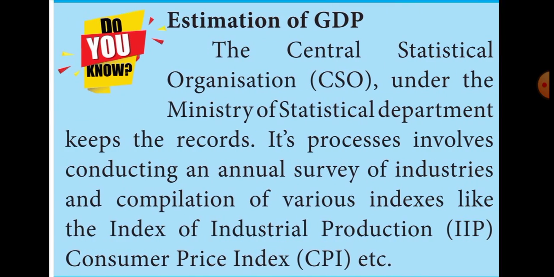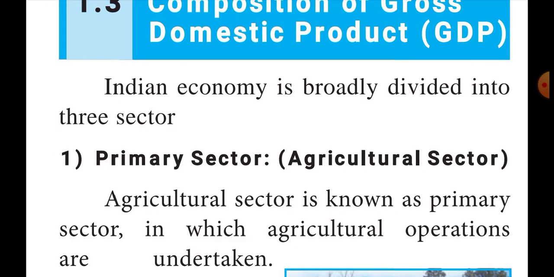Then the next topic is composition of gross domestic product. Listen very carefully, students. Indian economy is broadly divided into three sectors. The first one is agriculture and its allied activity, second is industry, and the third one is services. That means the Indian economy is divided into primary sector, secondary sector, and tertiary sector.